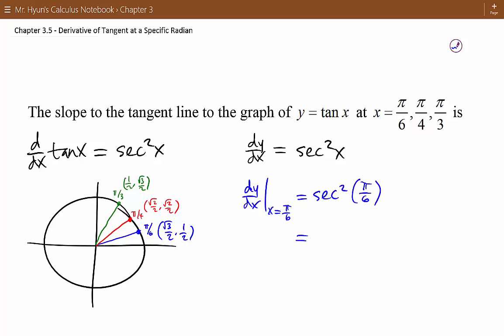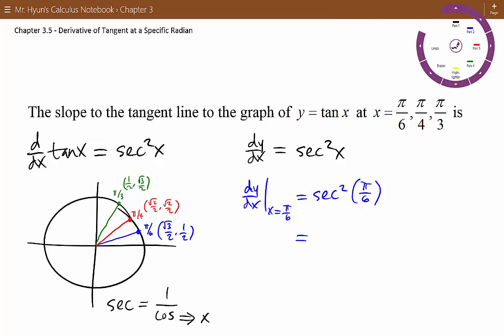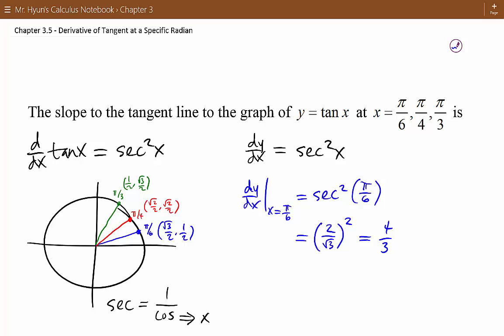And in order to solve this question, please remember that secant is the reciprocal of cosine. Since cosine represents the x values on our unit circle, we need to find the x values and take the reciprocal of it. So for secant squared of pi over 6, the quantity I'm going to want to plug in is the reciprocal of cosine, which is 2 over root 3. Notice when you square that, you end up getting 4 over 3 as your answer.